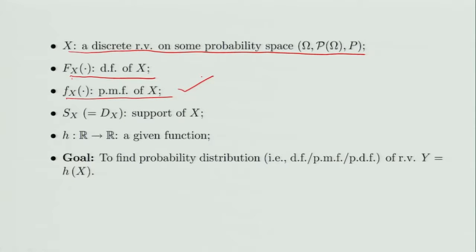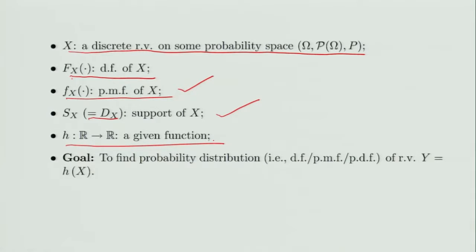Now this X suppose has support SX. Now we know that for the discrete random variable, support is same as the set of discontinuity points of FX, so this is same as DX. And suppose h is a real valued function defined on real line.